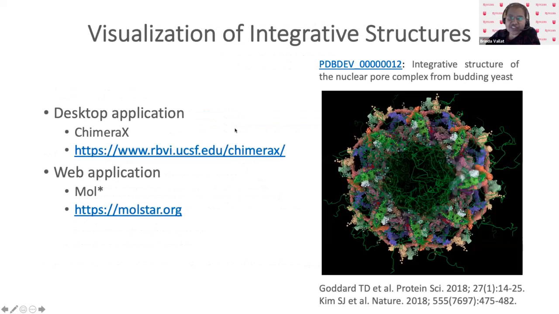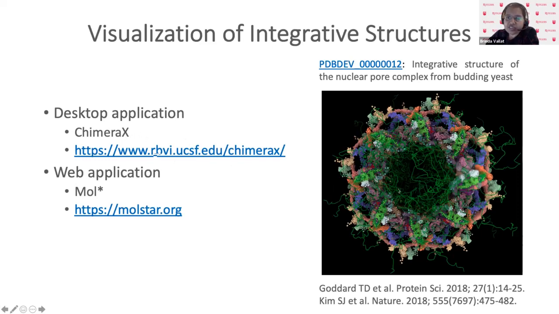Visualization of integrative structures. There are two applications that currently support visualization of integrative structures, the ChimeraX desktop application and the Mol* web application. Both these applications support the visualization of multi-scale structures with atomic and coarse-grained representation. And ChimeraX also supports visualization of multi-state structures and also some of the spatial restraints that are used in the modeling.